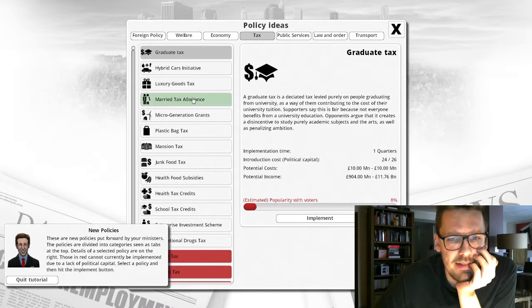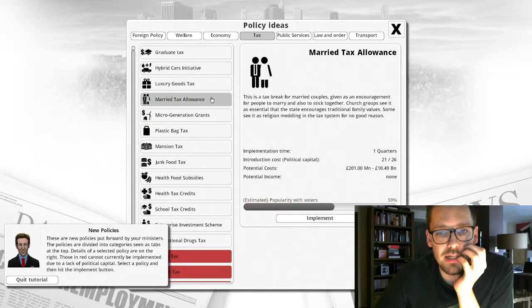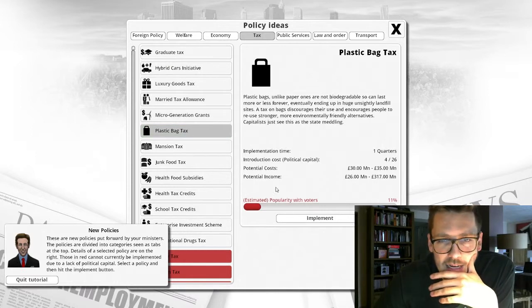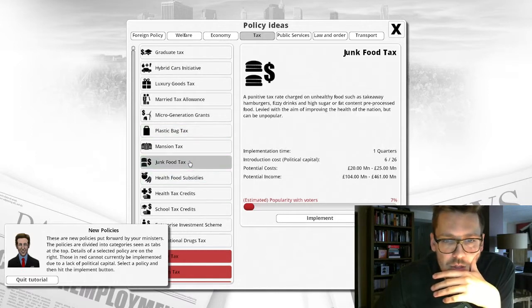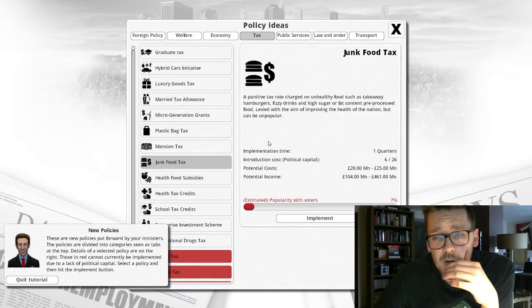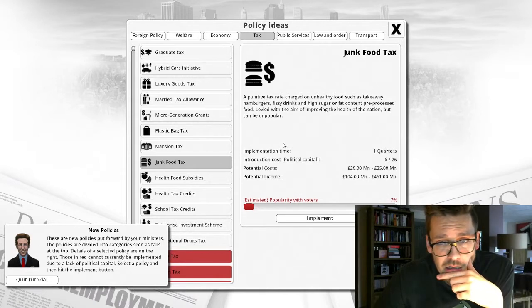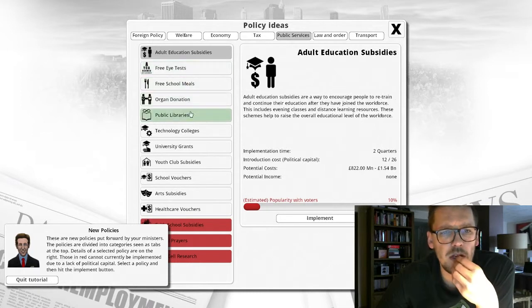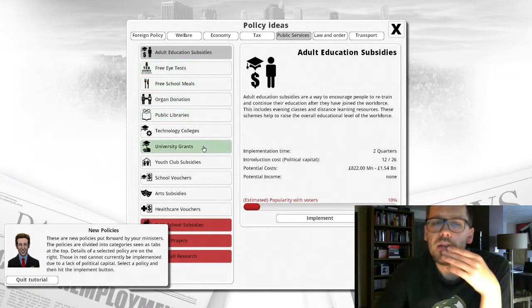Nobody likes taxes. Graduate tax. Married tax. Oh, people don't mind that. Plastic bag tax. Nobody likes that. Junk food tax. Would be a good idea in some countries. Public services, organ donation, public libraries.